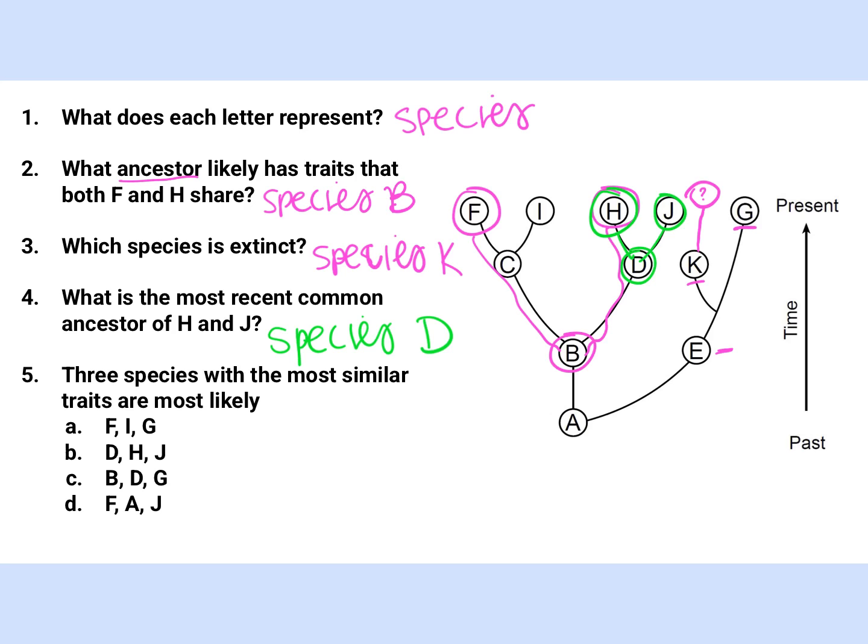And lastly, which three species with the most similar traits are most likely what? So let's see here. F, I, and G, okay, compared to D, H, J. Those seem pretty closely related to each other. Let's see, B, D, and G, or F, A, and J. I think our closest is going to be answer choice B, D, H, and J.